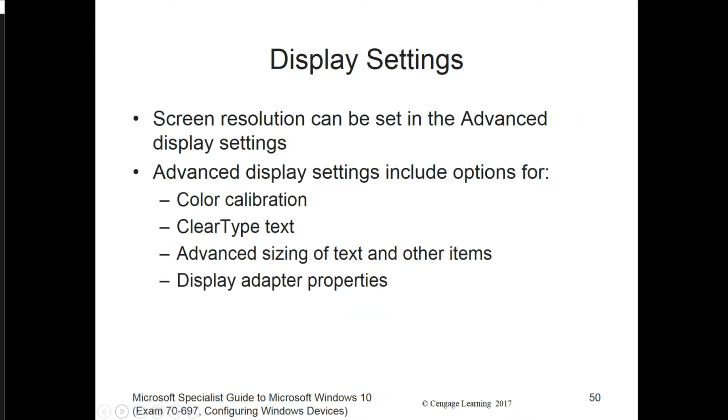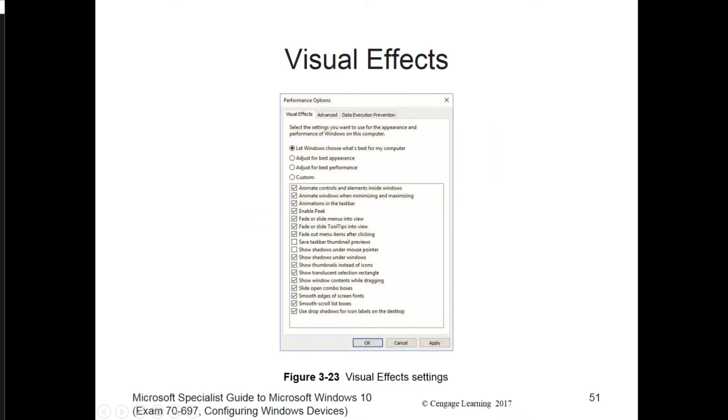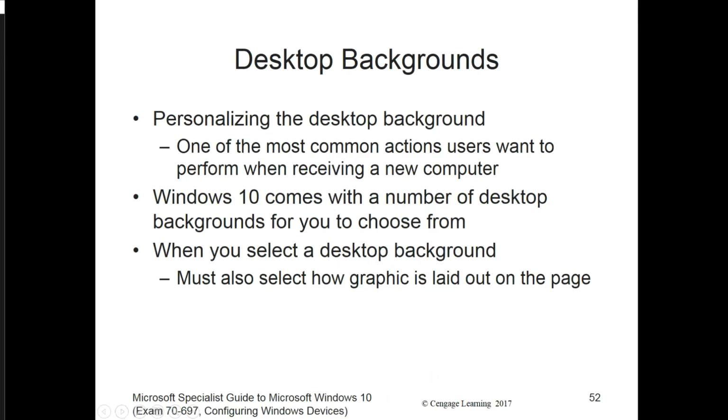Screen resolution can be set in the advanced display settings. Advanced display settings include options for color calibration, ClearType text, advanced sizing of text, and other items. Display adapter properties as well. So here we go, visual effects, what we can do. All right, and we'll move on.